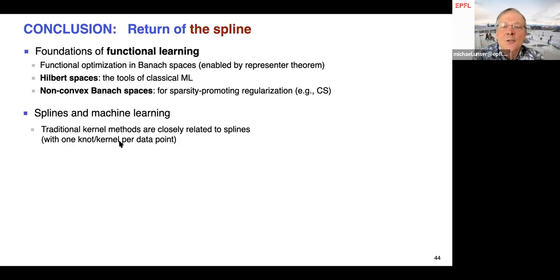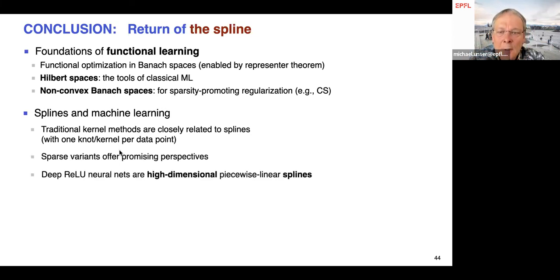And so splines and machine learning is what I said. Traditional kernel methods are very closely related to splines. Usually you put one knot or one basis function per data point. But the sparse variants seem to be much more interesting, because you can position your kernels in an adaptive fashion.